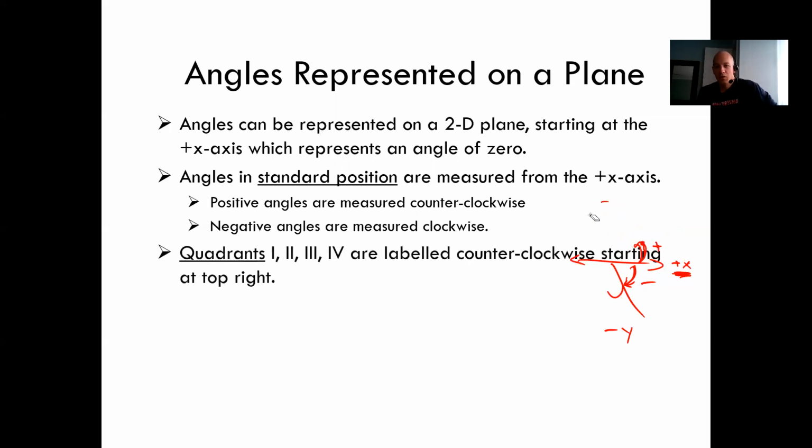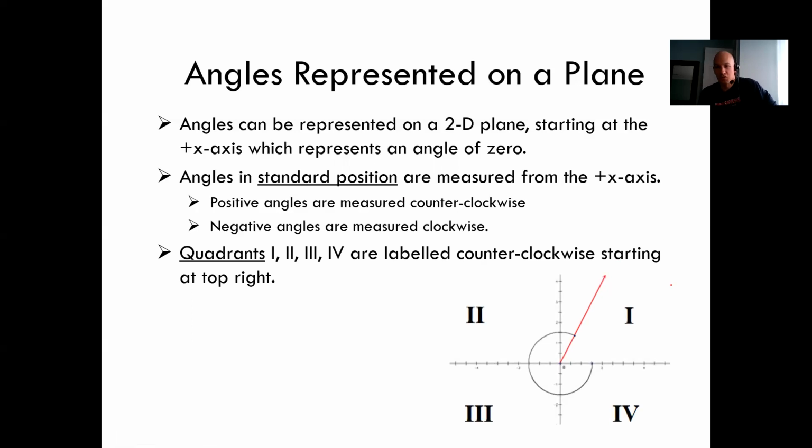Okay, so we also have a naming system of quadrants. Some of you are familiar with this already. Quadrants 1, 2, 3, and 4. Roman numerals tend to be used, but they don't have to be. They're labeled counterclockwise starting at the top right. So this picture here shows the first quadrant is up here, then second, then third, then fourth. Just memorize that. Pretty simple.